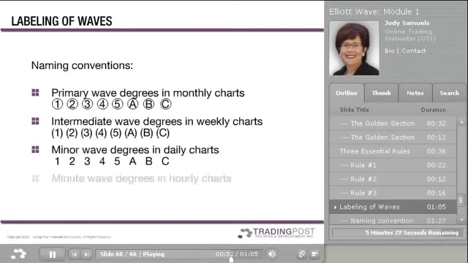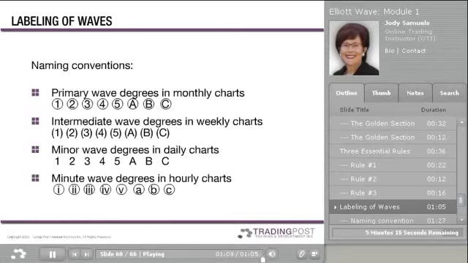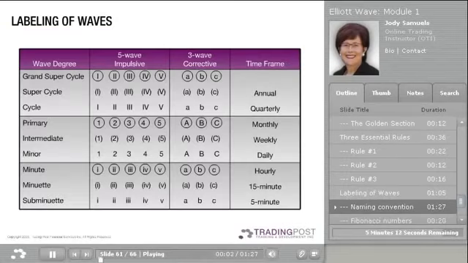Finally, minute wave degrees found on the hourly charts are noted as circled lowercase Roman numerals 1 through 5 and lowercase a, b, and c. The naming convention used is consistent with Elliott's labeling, as he named 9 degrees of waves, which you can see in this chart. Each wave degree subdivides into waves in the smaller degree. Elliott also added degrees as necessary. The numbers label the impulsive waves, and the letters label the corrective waves.